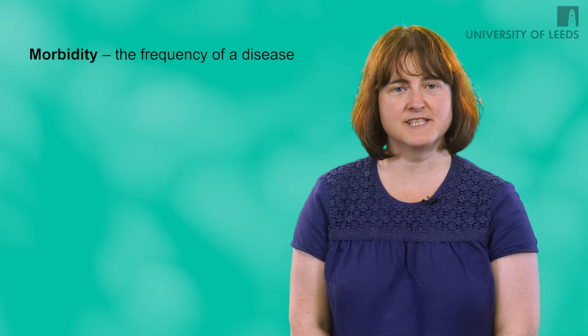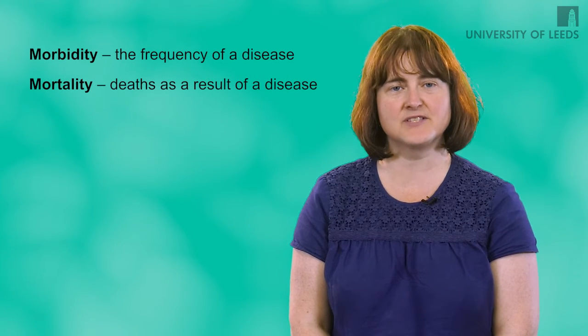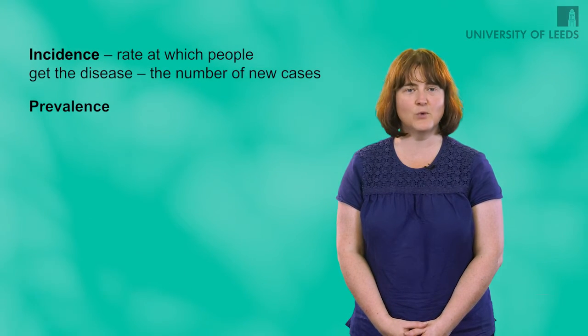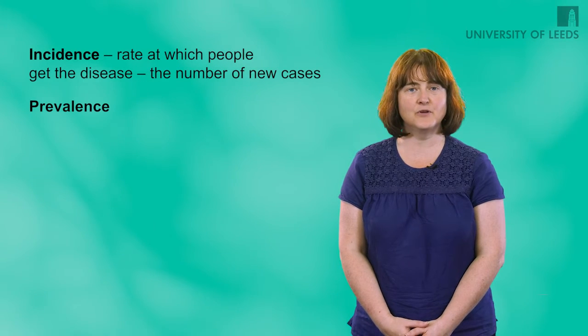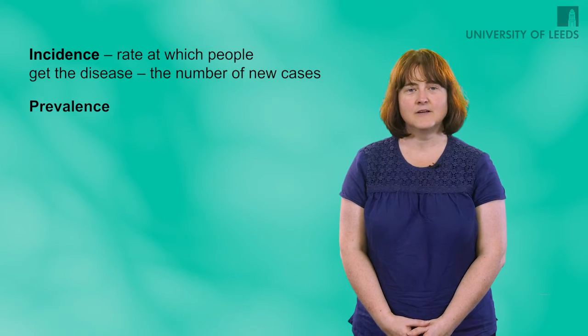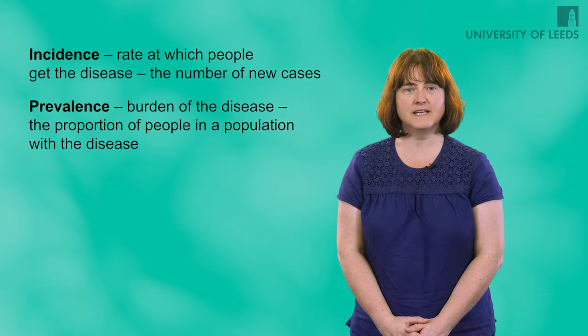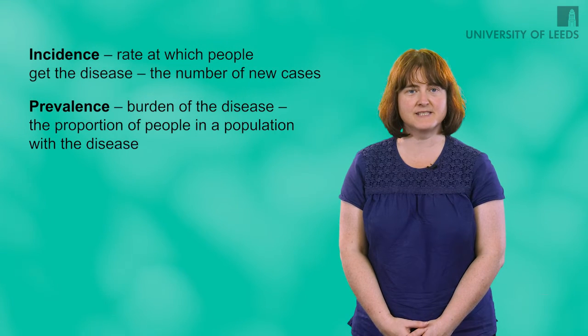When describing the distribution of a disease within a population, two indicators are used: morbidity, the frequency of a disease, and mortality, deaths as a result of a disease. These can be assessed using two different measures of disease frequency: incidence and prevalence. Incidence is the rate at which people get the disease, the number of new cases. Prevalence is burden of disease, the proportion of people in a population with the disease.